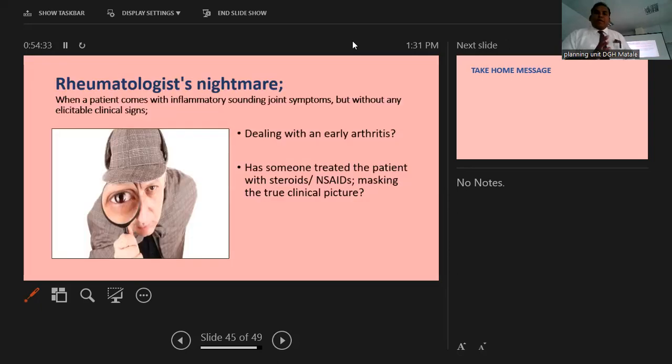It's a difficult situation, because at that point what we all do is take off all the medications, let the patient stay without medication for a couple of weeks, and once the inflammatory symptoms develop, then only we decide on the treatment.